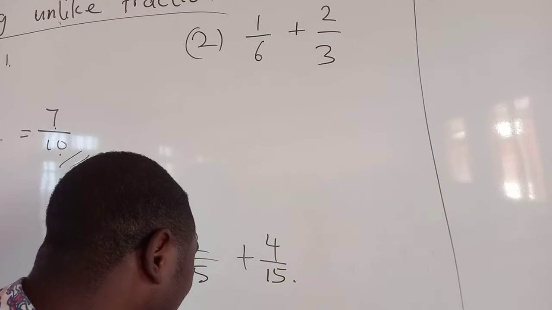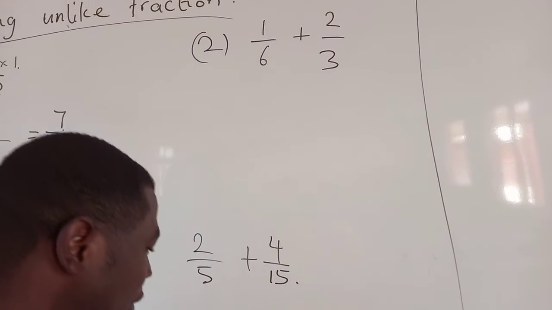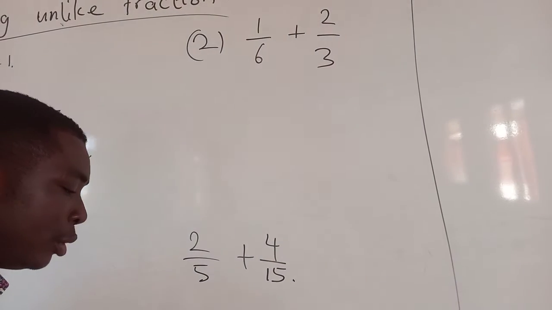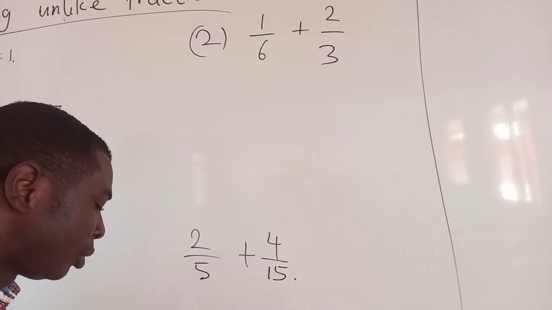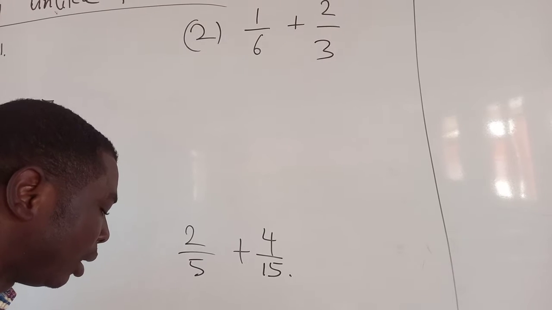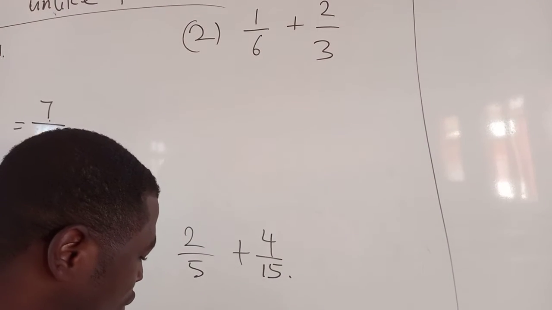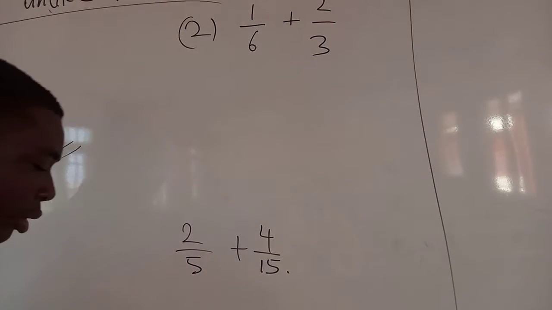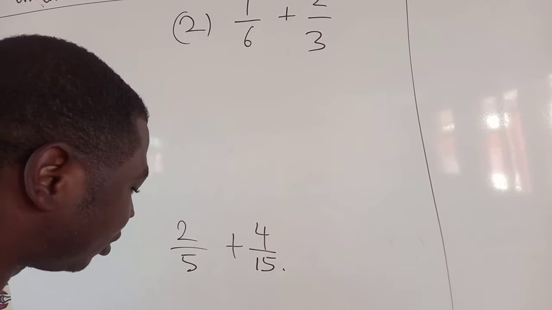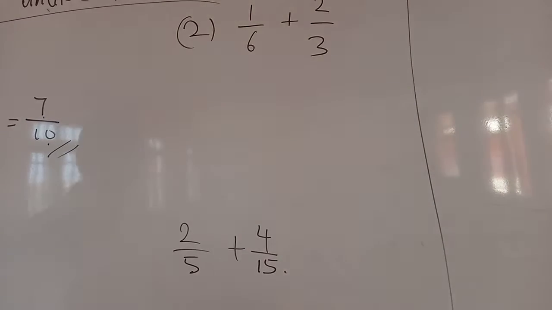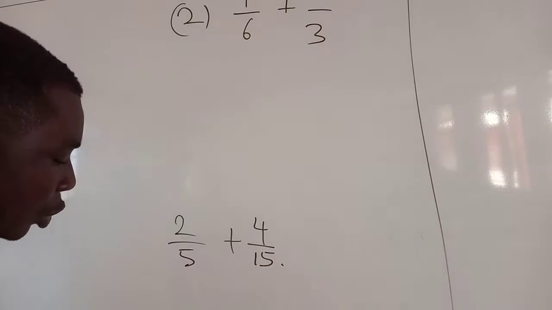6 and 3. So 6, 3. Which prime numbers can divide this? 3 is a prime number, right? So 3 will divide 6 how many times? 2 times. And 3 will divide 3 how many times? 1 time. Which prime number again can we use?